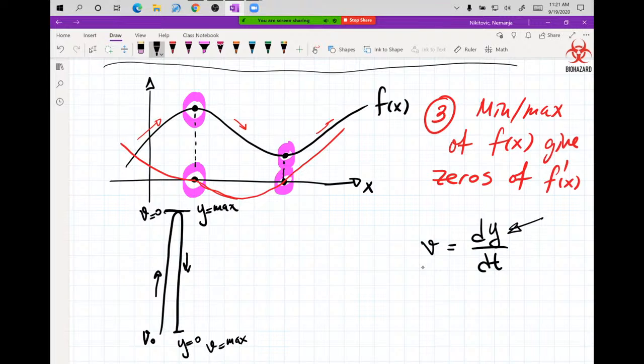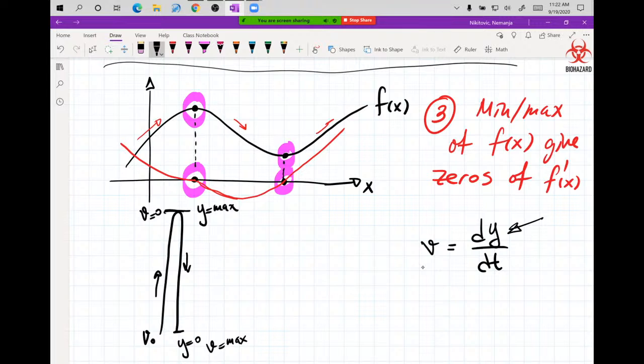So, getting a free lecture on kinematics. Guys, that's what calculus is. This is how you explain the world, right? And kinematics is the motion, right? Is the change of distance in time.